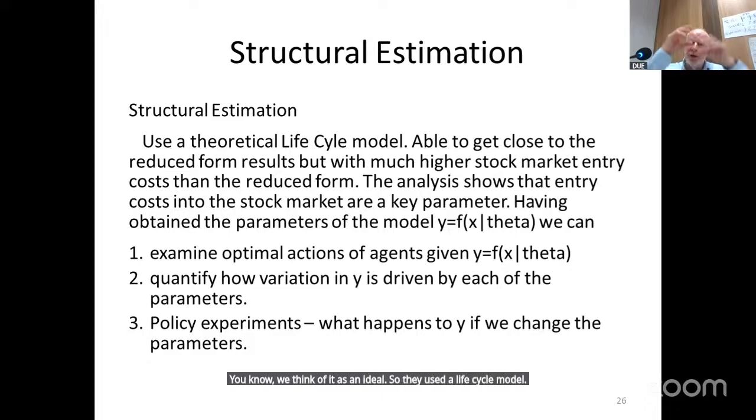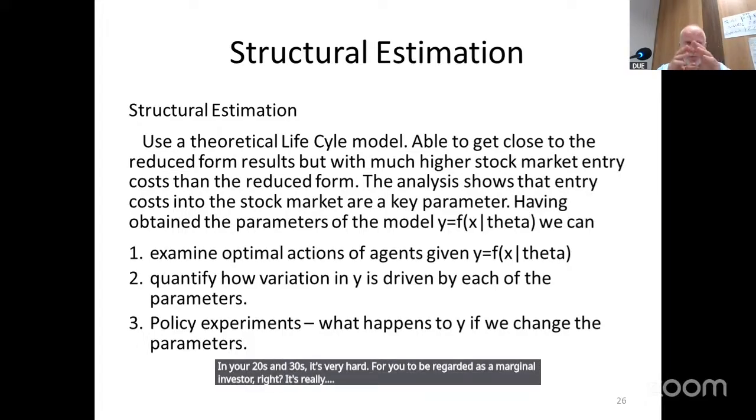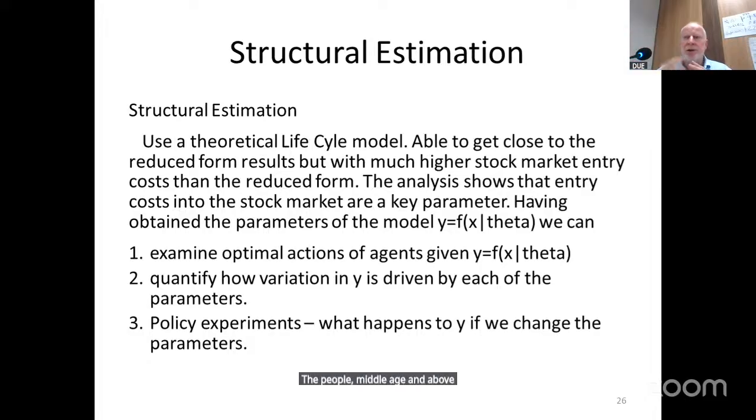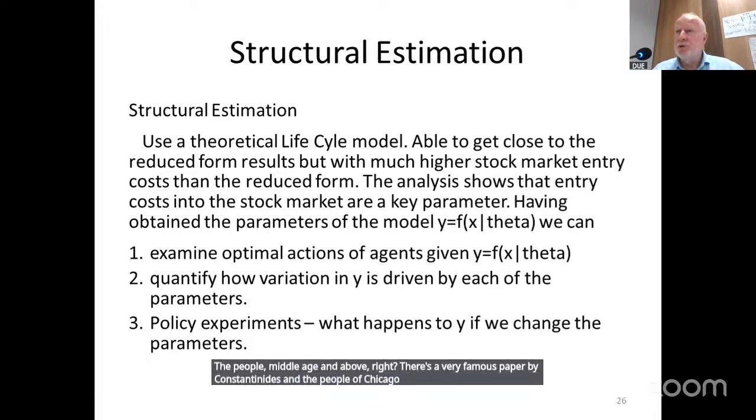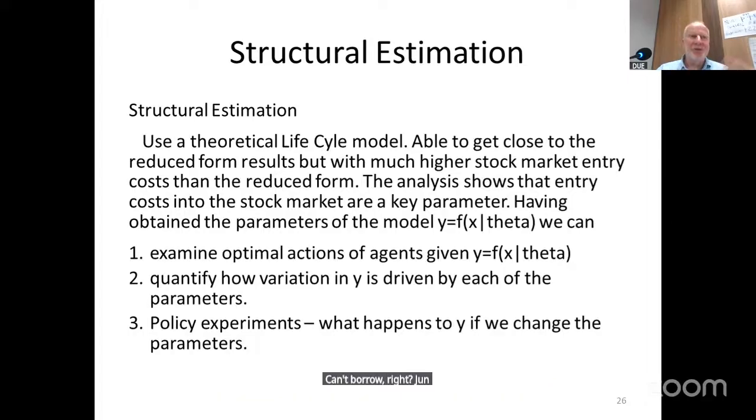The economic life cycle model says that when you're young, in your 20s and 30s, it's very hard for you to be regarded as a marginal investor. It's really the people middle age and above. There's a very famous paper by Constantinides and the people at Chicago called Junior Can't Borrow. It's saying that the marginal investor is really the middle-aged person, 40 years or above.